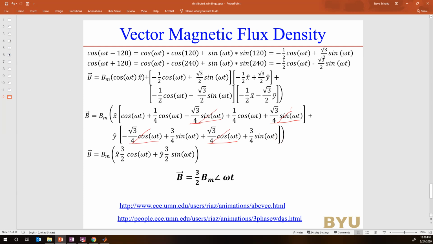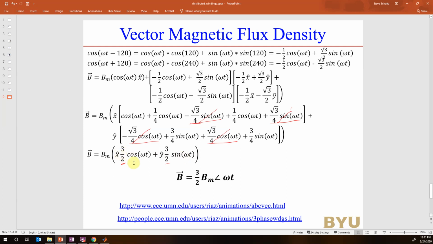And then I'm left with a bunch of cosines here. So I get 1 plus a fourth plus a fourth. So that's 1.5. So that's this 3/2. And then down here, I get a 3/4 and a 3/4. So that's 1.5 here. So when I combine all of this together, I end up getting an x hat term that depends on the cosine and a y hat term that depends on the sine.